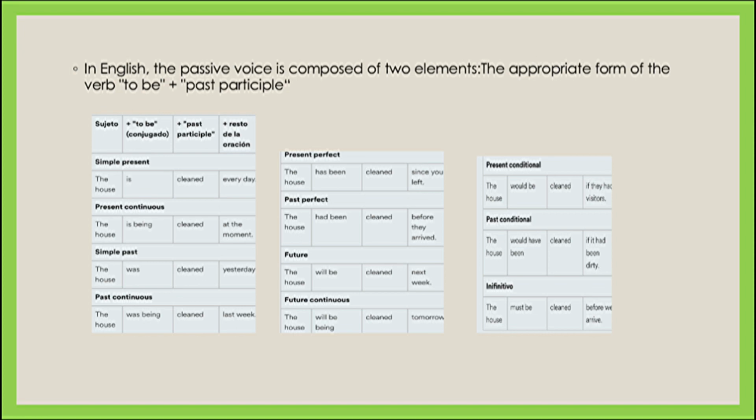Future: the house will be cleaned. The house will be being cleaned tomorrow. Present conditional: the house would be cleaned if they had visitors. Past conditional: the house will have been cleaned if it had been dirty. Infinitive: the house must be cleaned before we arrive.